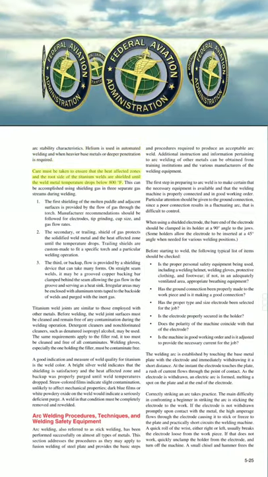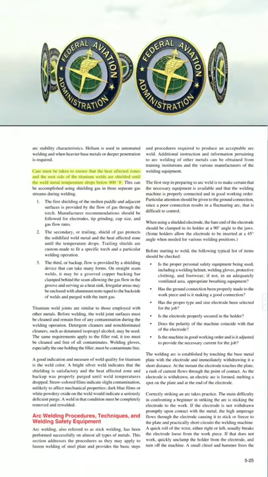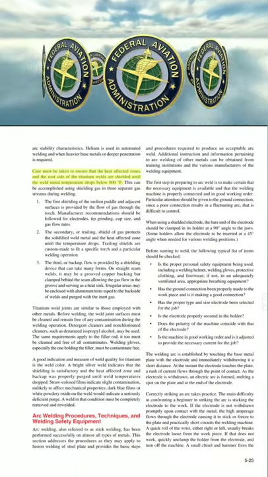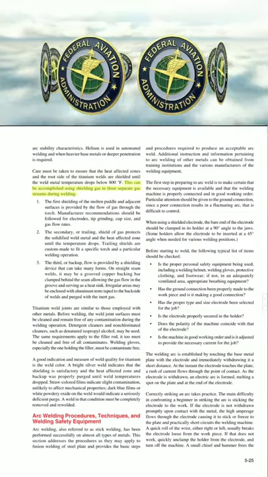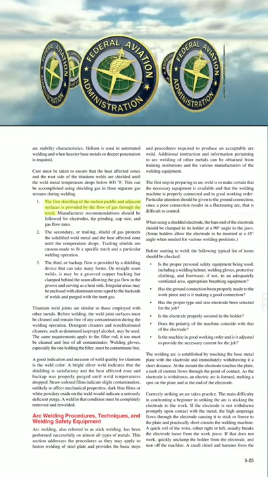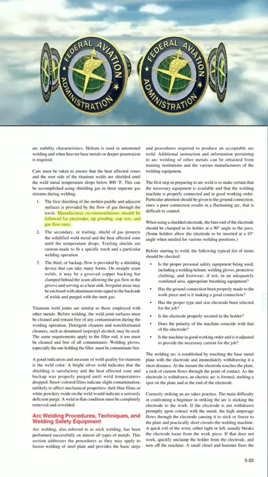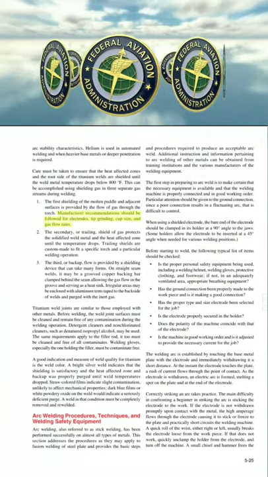Care must be taken to ensure that the heat-affected zones and the root side of the titanium welds are shielded until the weld metal temperature drops below 800 degrees F. This can be accomplished using shielding gas in three separate gas streams during welding. 1. The first shielding of the molten puddle and adjacent surfaces is provided by the flow of gas through the torch. Manufacturer recommendations should be followed for electrodes, tip grinding, cup size, and gas flow rates.